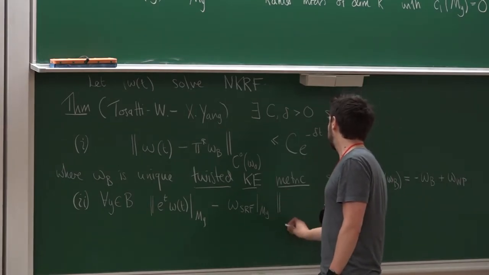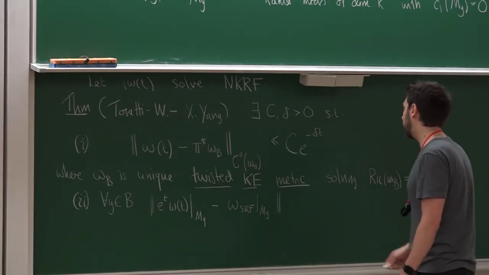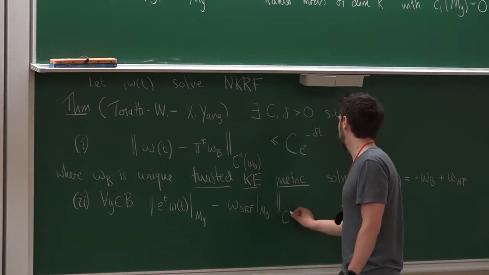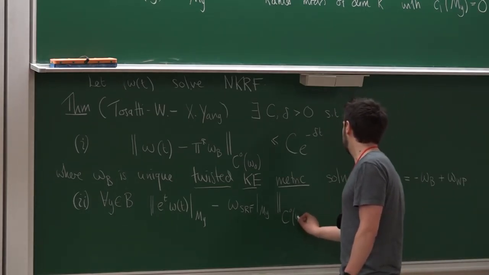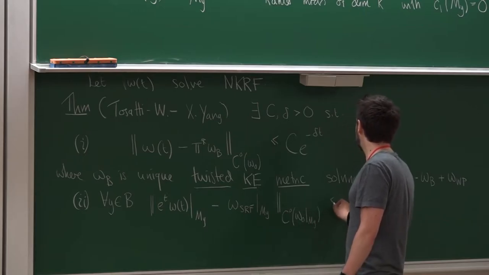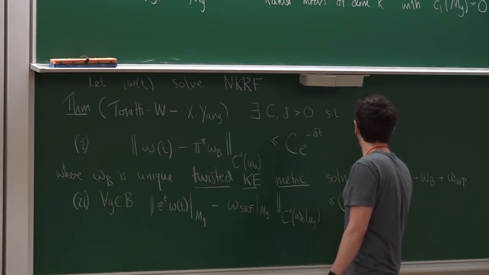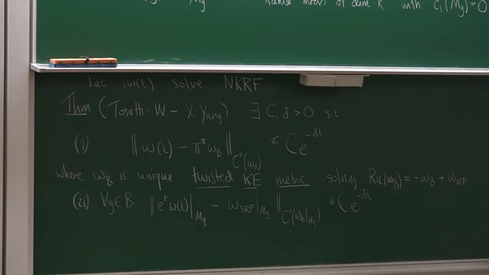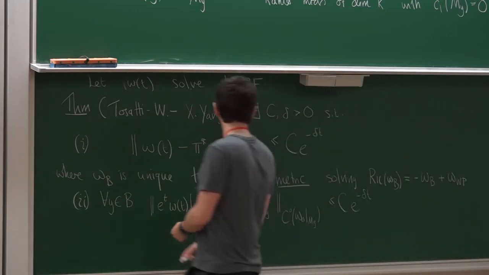So now take, again, the norm with respect to omega naught, but I guess here restricted to M_y. And again, this is going to zero exponentially fast. So what this is saying is that the metrics in the fiber direction, when you rescale, are going to a Ricci flat metric in the fibers.